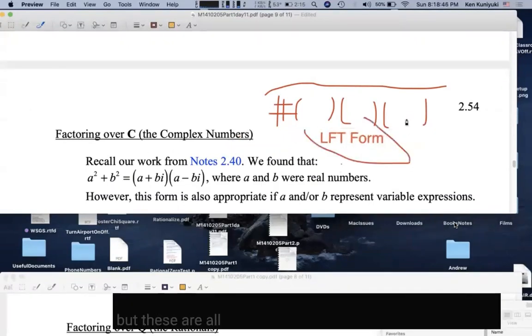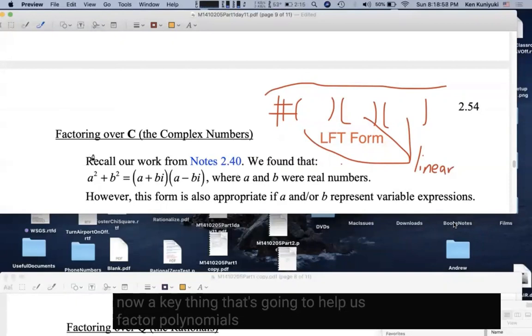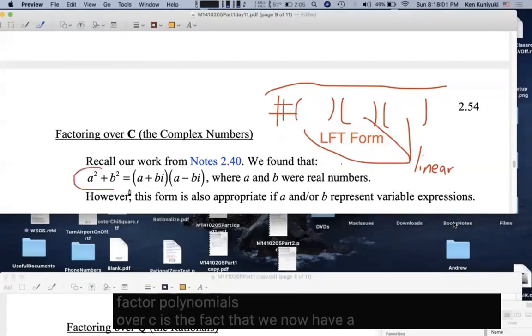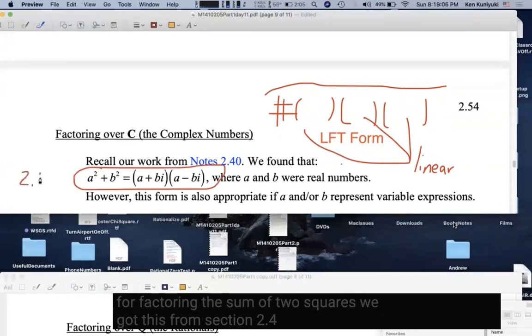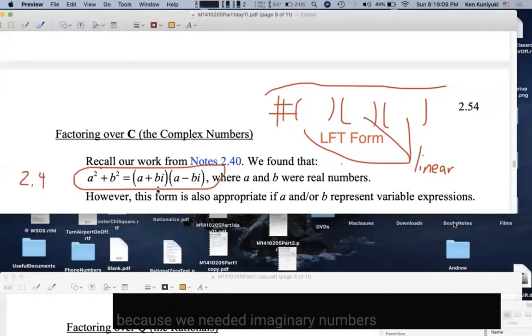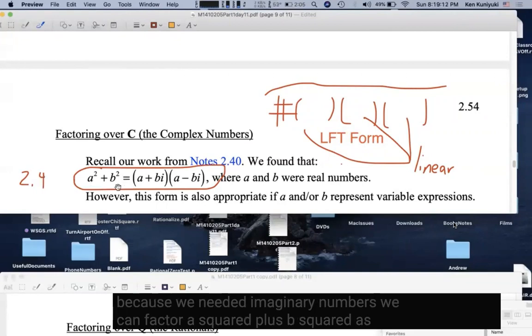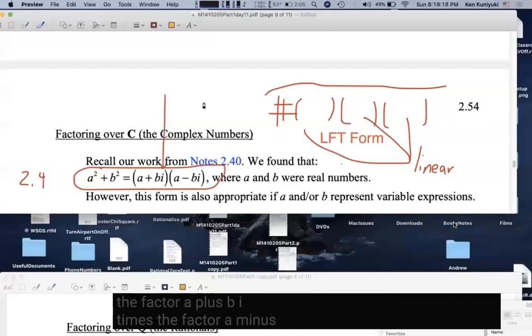Where these are all linear factors, first degree. All right. Now, a key thing that's going to help us factor polynomials over C is the fact that we now have a rule for factoring the sum of two squares. We got this from section 2.4 because we needed imaginary numbers. We can factor a squared plus b squared as the factor a plus b i times the factor a minus b i. It looks a lot like the factorization for a difference of two squares, except you must insert the i's.